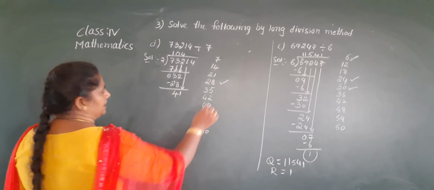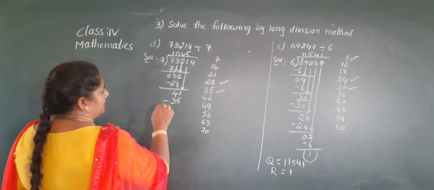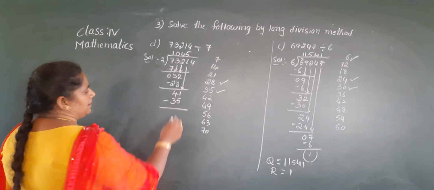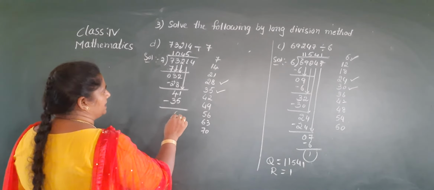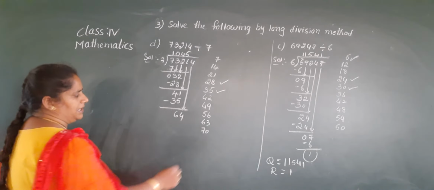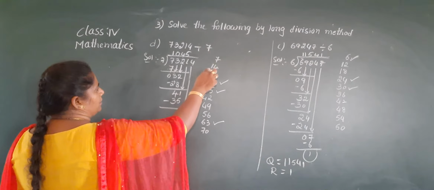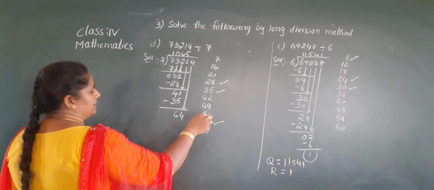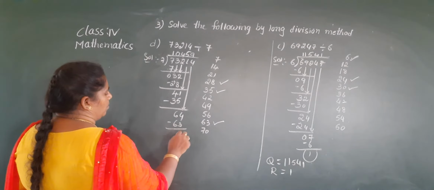7 5s are 35, the nearest number. So 41 minus 35: 1 minus 5 is not possible. Take borrow, 11 minus 5 is 6. Now take down 4, 64. The nearest number is 63. How many times? Yes, 9 times: 1, 2, 3, 4, 5, 6, 7, 8, 9. So write 9 in the quotient.